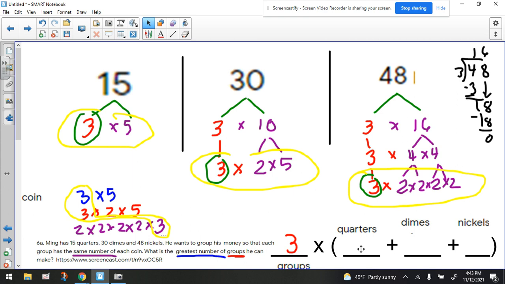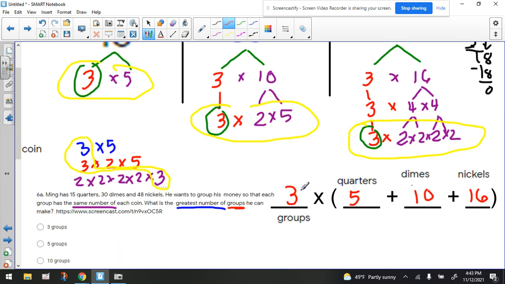So 3 times what equals the 15 quarters? And that's going to be 5. 3 times what will give us the 30 dimes? And that would be 10. And 3 times what would be 48? And we already know by doing the algorithm over here that that's going to be 16.